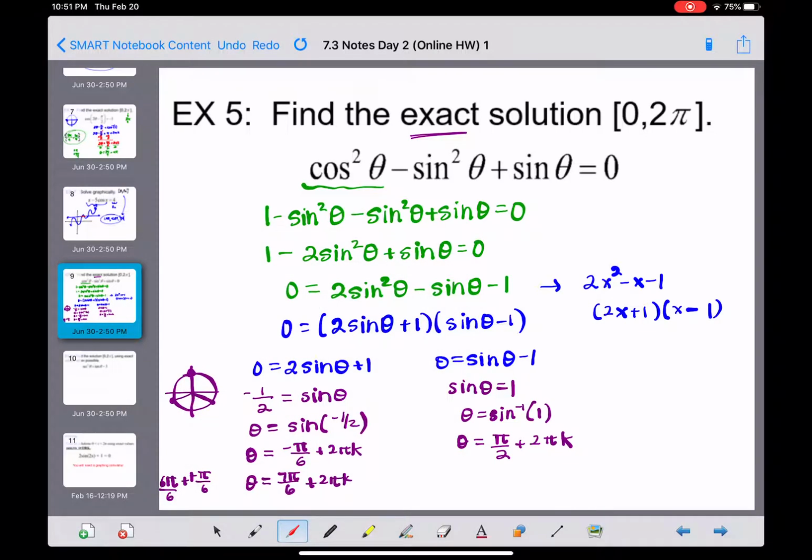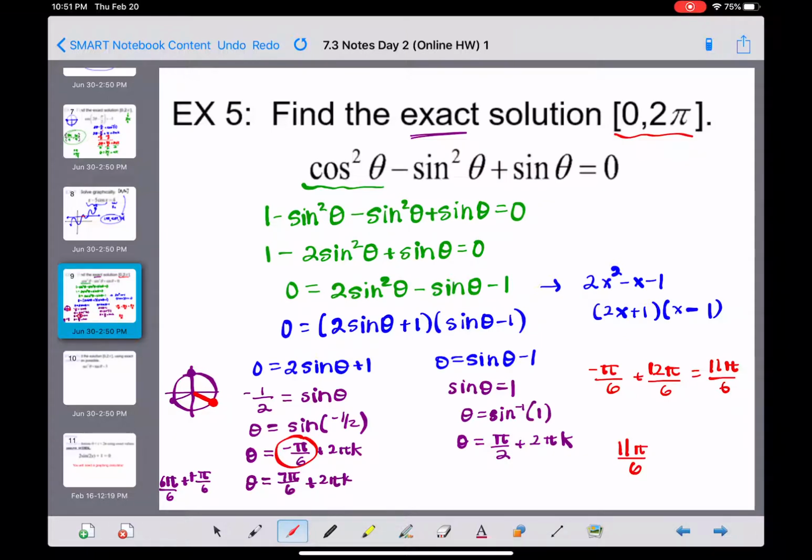The question, though, says between 0 and 2 pi. So we know negative pi over 6, if we start here, isn't going to work. But if we take negative pi over 6 and add 2 pi, like it says, if k is 1, we're adding 12 pi over 6. So that's 11 pi over 6. Again, this place right here on the unit circle is negative pi over 6, going clockwise. It's also 11 pi over 6 if we're going counterclockwise.